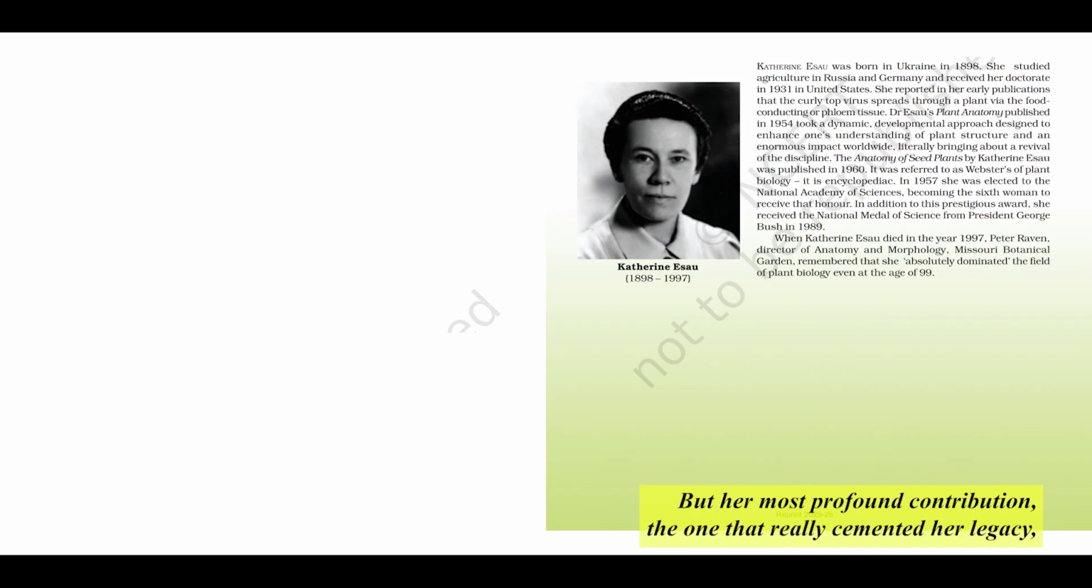But her most profound contribution, the one that really cemented her legacy, came with her book Plant Anatomy, published in 1954. Plant anatomy. Okay, what made it so special? It wasn't just another textbook. It adopted what she called a dynamic developmental approach, which completely revolutionized the discipline. Instead of just describing static structures, she showed how these structures develop and function dynamically. It made plant anatomy much more understandable and relevant. Its impact was enormous, literally sparking a revival in plant anatomy worldwide. She followed this with The Anatomy of Seed Plants in 1960.